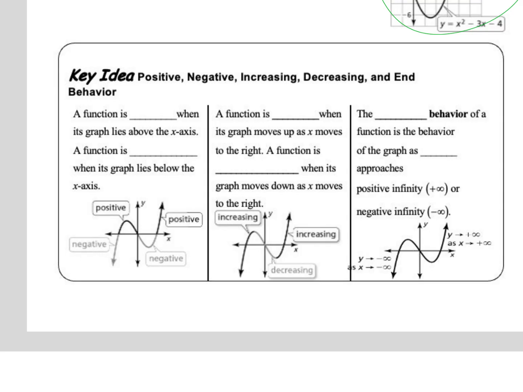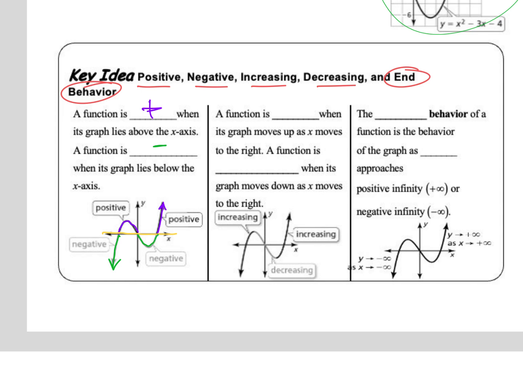All right, so some key ideas about functions. They can be positive, negative, increasing, decreasing, and have end behaviors. A function is positive when its graph lies above the x-axis. So check this out. It's positive because we're above, and I'm going to label it with yellow. There's the x-axis. So we are positive on those purple parts. And a function is negative when it's below the x-axis, just like that.